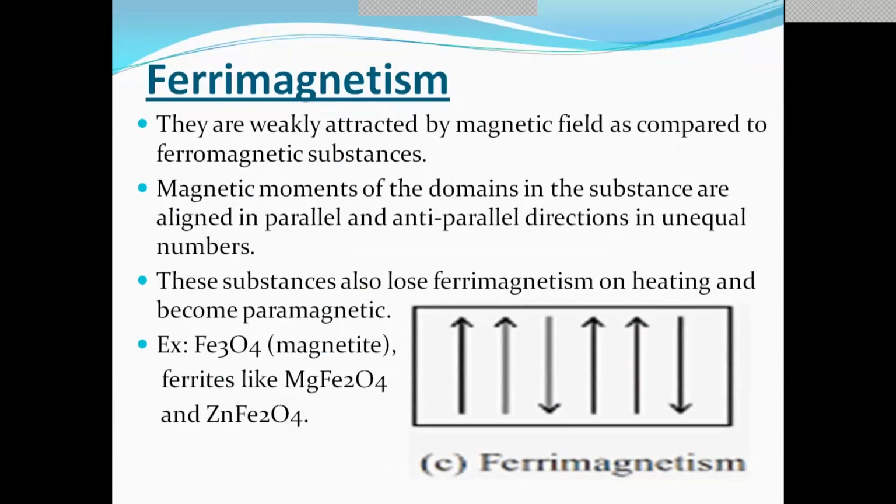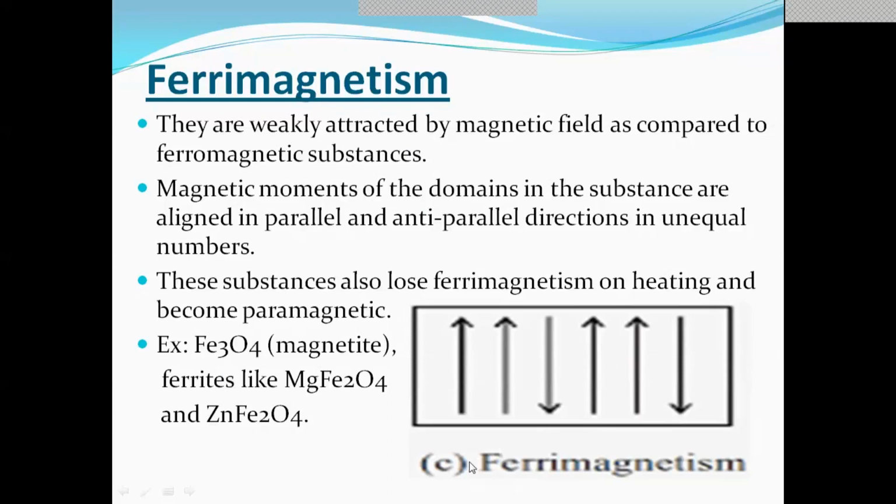And the next magnetic property is ferrimagnetism. So ferromagnetism is different from ferrimagnetism. What is this? These are weakly attracted by the magnetic field compared to ferromagnetic substances. Why are they weakly attracted comparatively? It can be understood by seeing this picture.